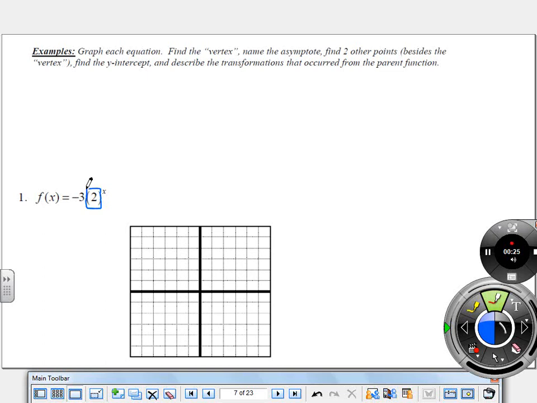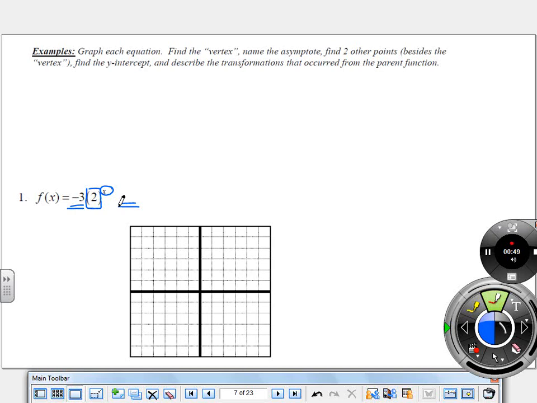Okay? So instead of stuff being underneath a radical or inside parentheses with a square, all of our horizontal stuff would be in the exponent, and then all of the vertical stuff would be multiplying in front or being added or subtracted onto the end. But all the changes before are the same. There still are reflections, compressions, stretches, and translations shifting back and forth.